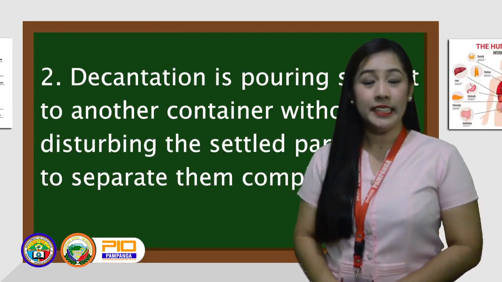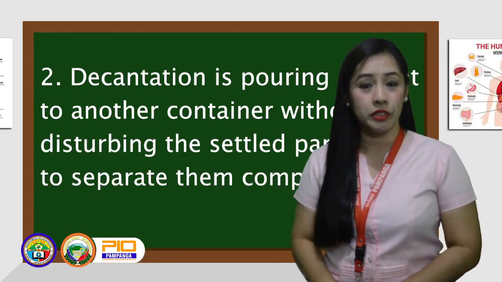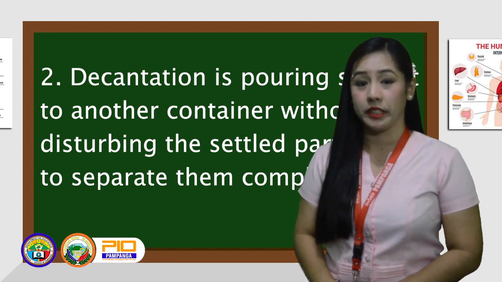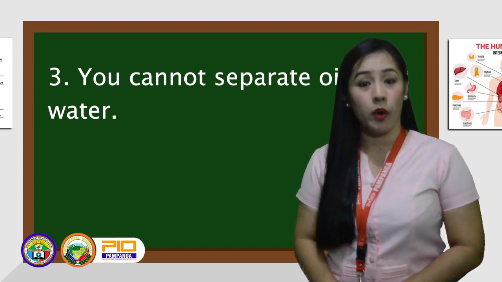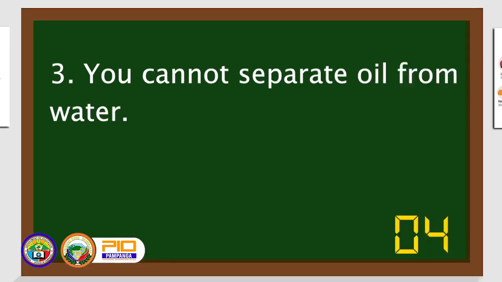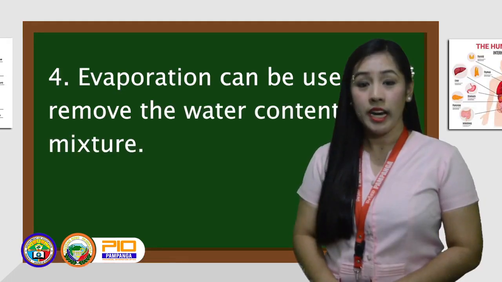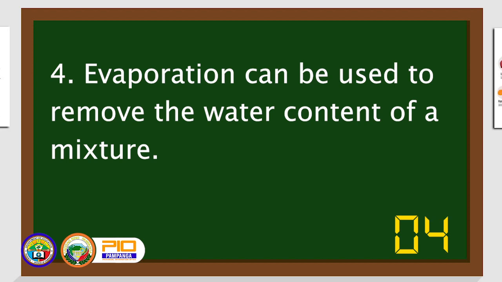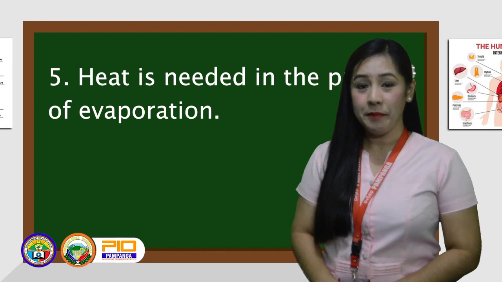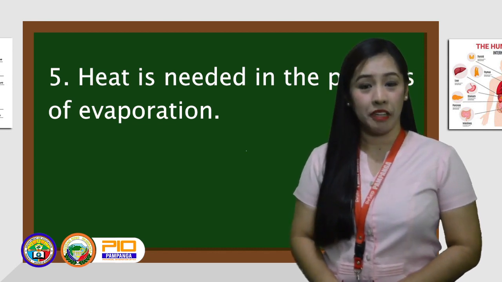Number 2, decantation is pouring solvent to another container without disturbing the settled particles to separate them completely. Number 3, you cannot separate oil from water. Four, evaporation can be used to remove the water content of a mixture. 5, heat is needed in the process of evaporation.